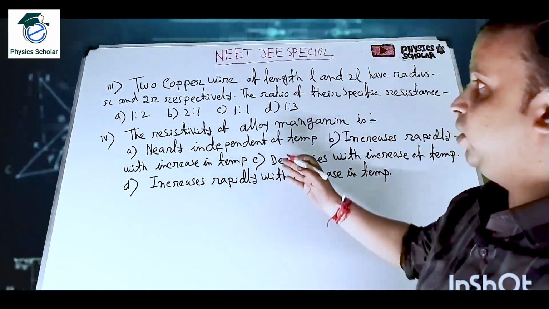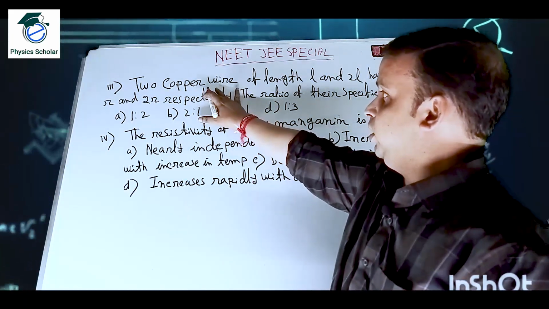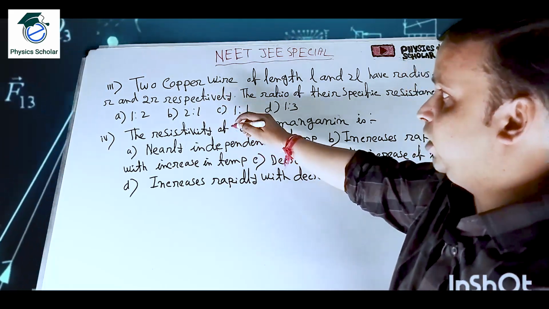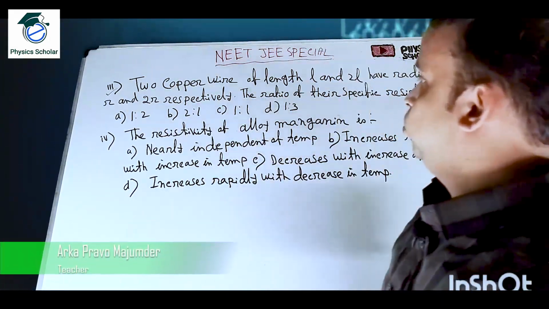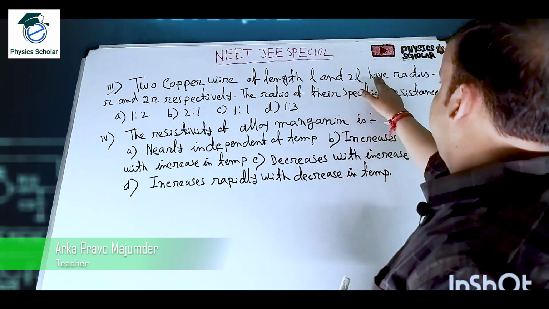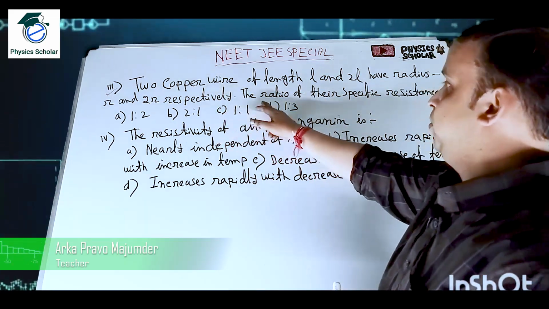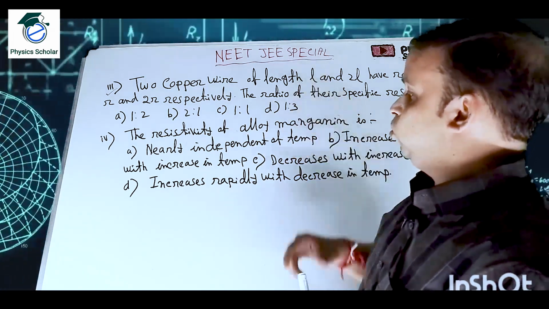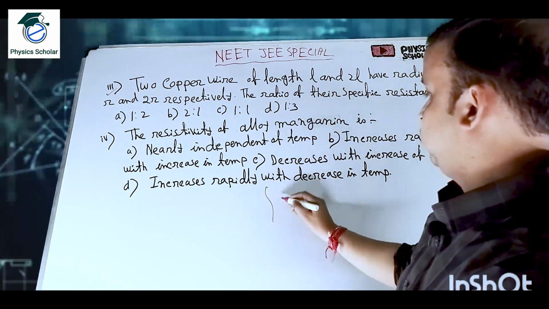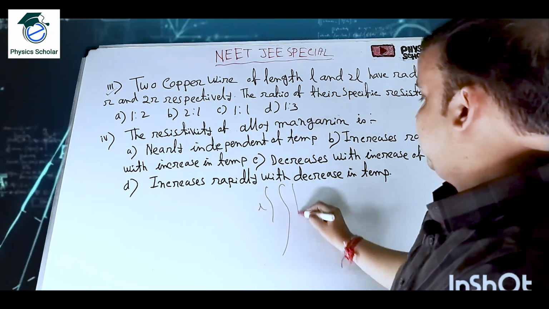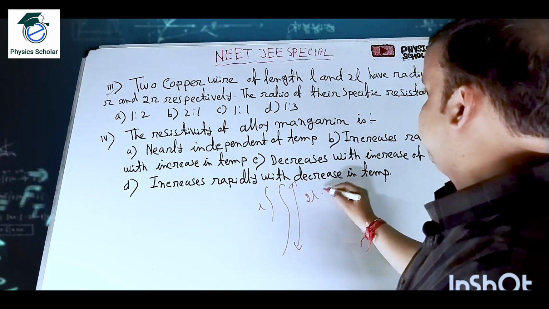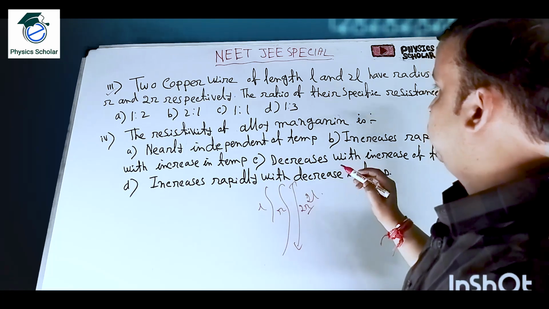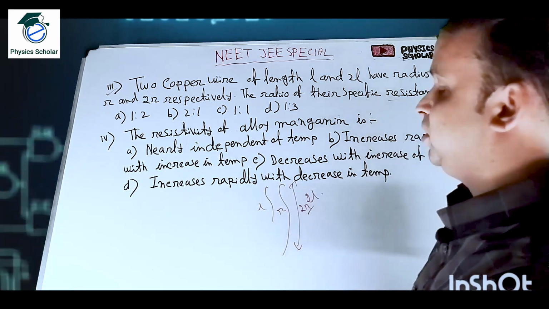Students, now we will move to questions number 3 and 4. These are also theory based questions. Question number 3: two copper wires of length L and 2L have radius R and 2R respectively. The ratio of their specific resistance. The lengths of the two copper wires are given: one is L, another is 2L, and their radii are R and 2R. So what is the ratio of the specific resistance?